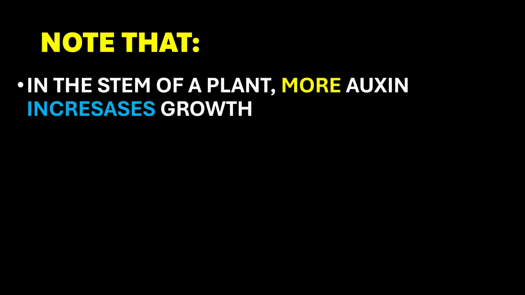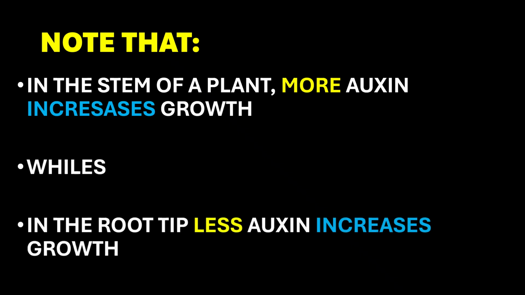This is what you need to know. In the stem of a plant, more oxygen increases growth. That is a principle you need to know. Once you catch this principle, phototropism and geotropism become easier to understand and to explain, because the same hormone auxin behaves differently in both parts of the same plant. Whilst in the root tip, less auxin increases growth.